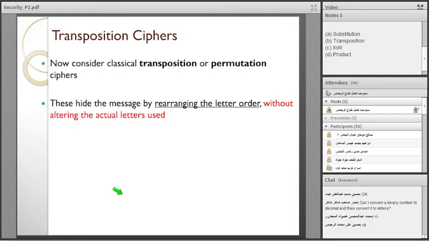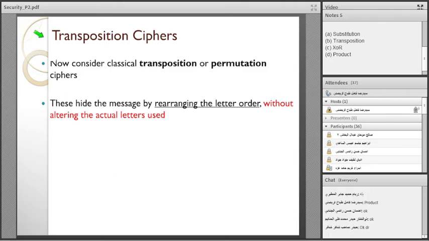Can I convert a binary number to decimal and then convert it to the letters? Yes, Haydar, you can do that. We will talk about it later, but we call it product. You combine two different methods. It makes the encryption more complicated, and stronger. But it's possible. Yes.